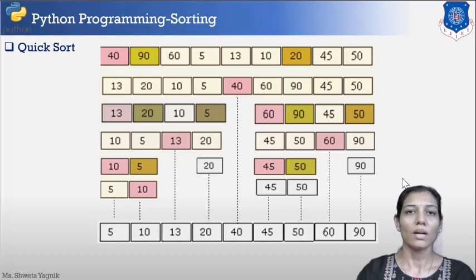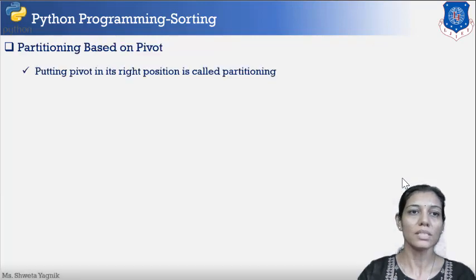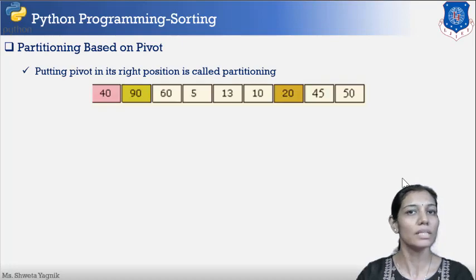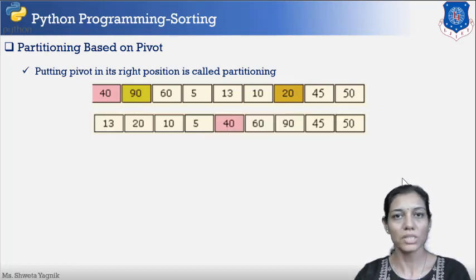Now the heart of quick sort is partitioning, based on which we are able to achieve the sorted array. So now we'll see how to partition based on the pivot value. Putting the pivot in its right position is called partitioning. We have already seen about it. Now 40, the pivot, is kept at its proper position.